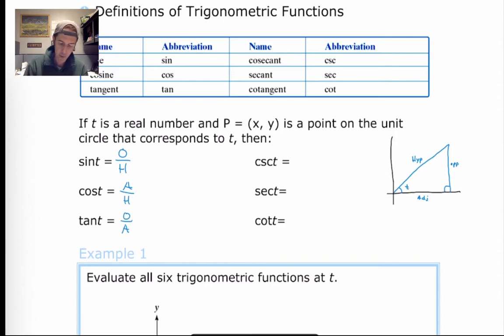Now these other three functions, cosecant, secant, and cotangent, are reciprocal functions. So the cosecant of angle t is asking us for the hypotenuse length divided by the opposite side length. Secant wants the hypotenuse divided by the adjacent side length, and cotangent wants the adjacent side length divided by the opposite side length. Don't worry, we're going to see examples where there are actually numbers for all of these things.